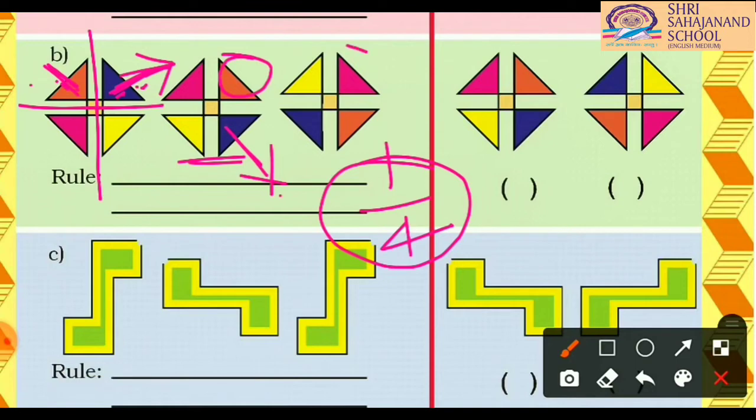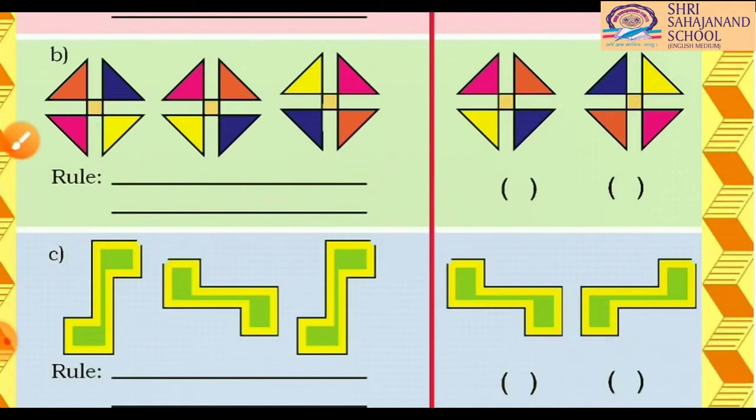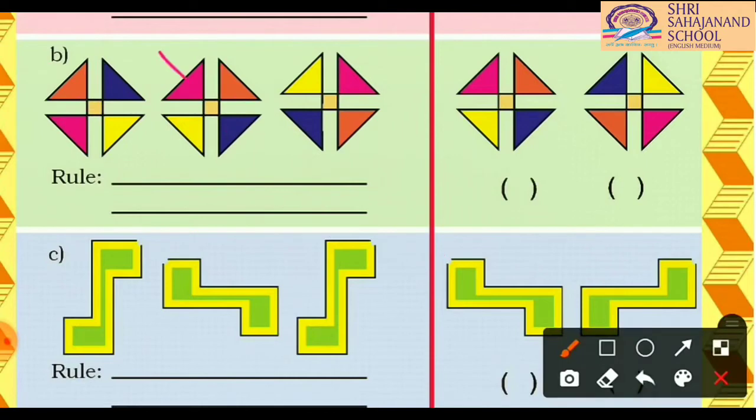And now in the third picture we can see that the pink triangle on the second picture, its position was on the left side. Now it is on its right side.